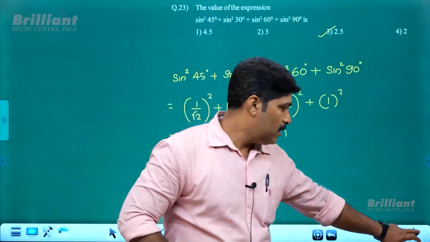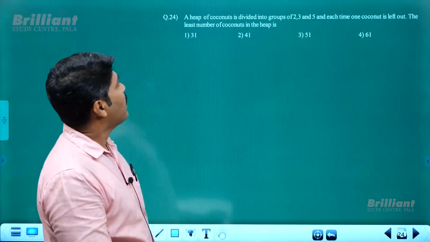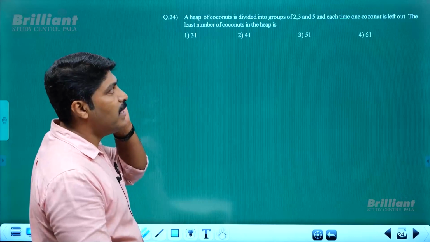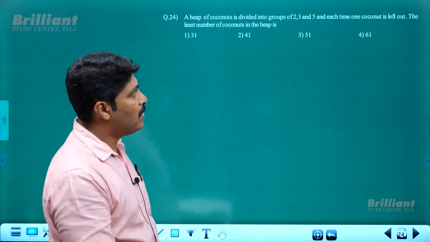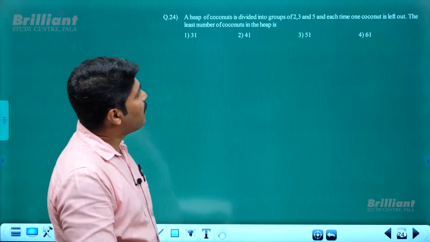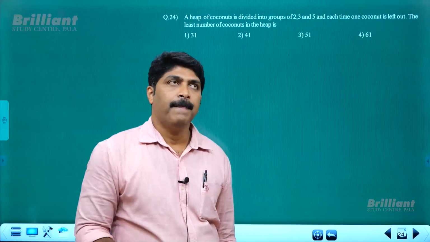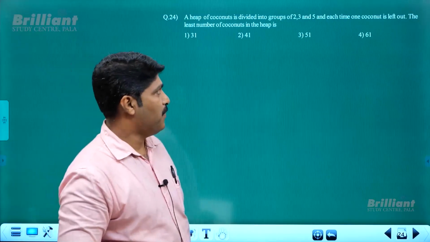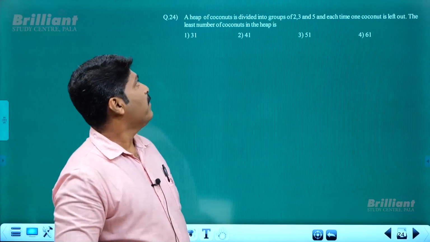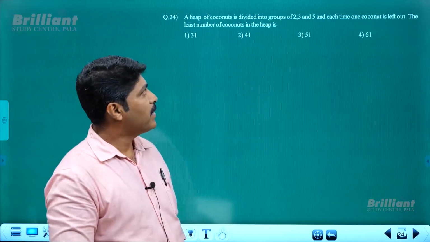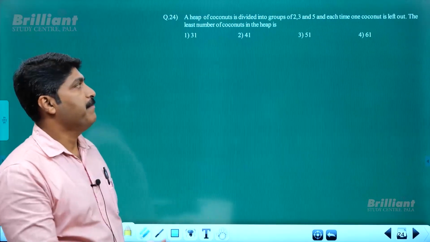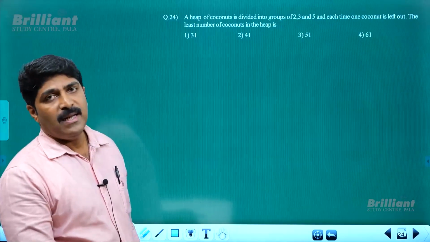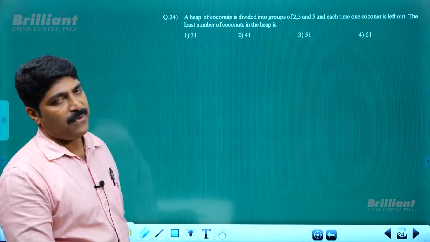So now consider the next question. A heap of coconuts is divided into groups 2, 3, 5, and each time one coconut is left out. The least number of coconuts in the heap. So that's a simple, tricky logic. When we consider the number of coconuts, so we can be divided it into the groups of 2, 3, 5, each time there is one coconut left. So what is the least such number of coconuts?